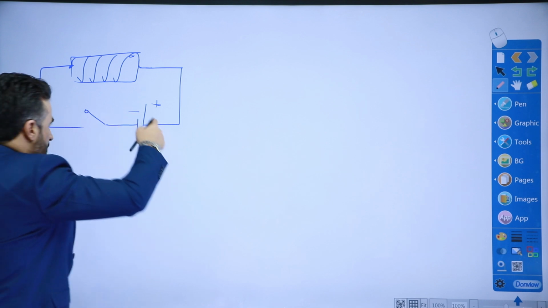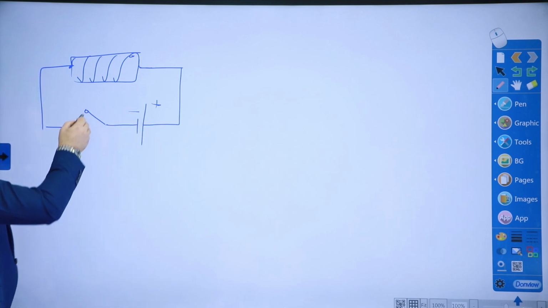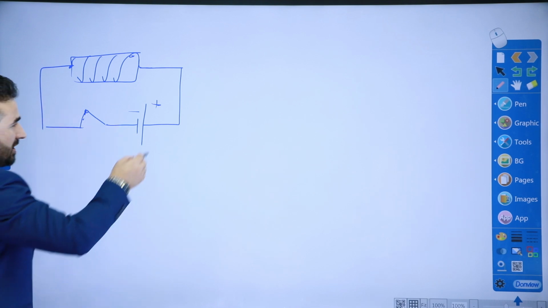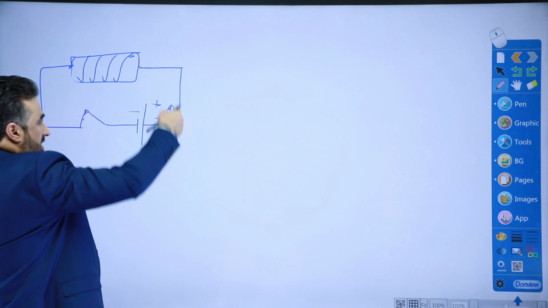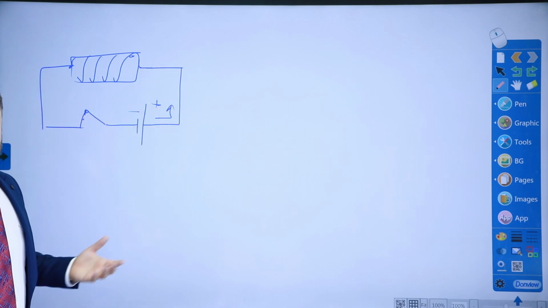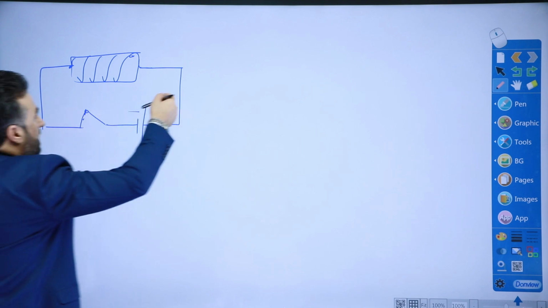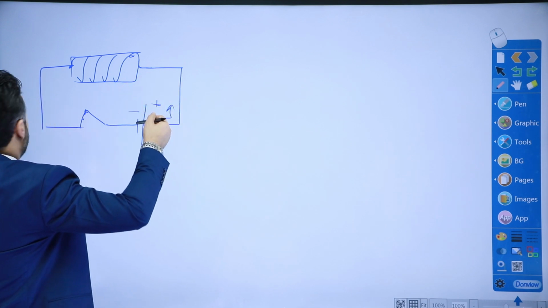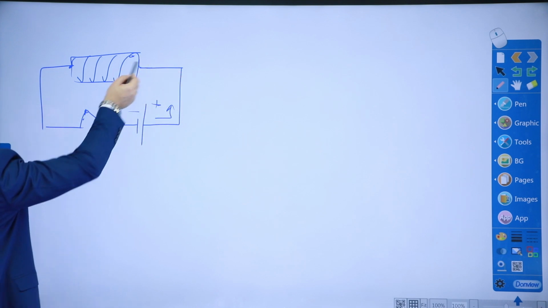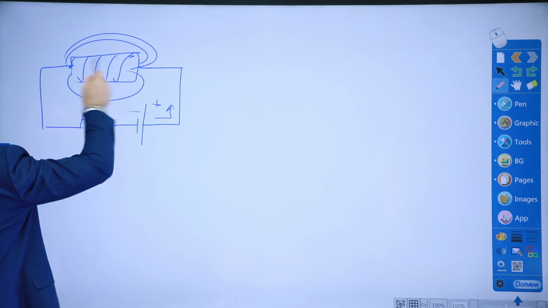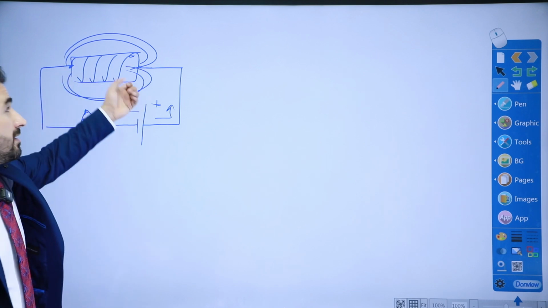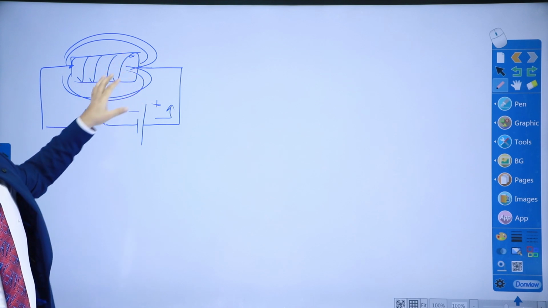We know that when we close the switch, current flows through the circuit. Here's the direction of the current, which is the conventional current, in the direction of positive charges. When current flows through the circuit, there will be a magnetic field around this coil, or solenoid. And using Lenz's law, we can tell the direction of this magnetic field.